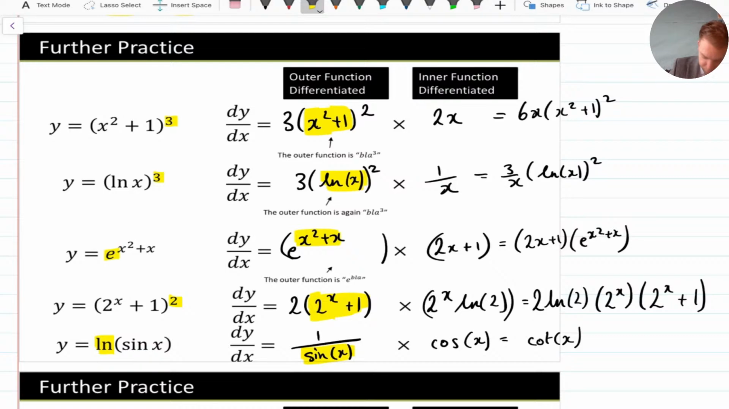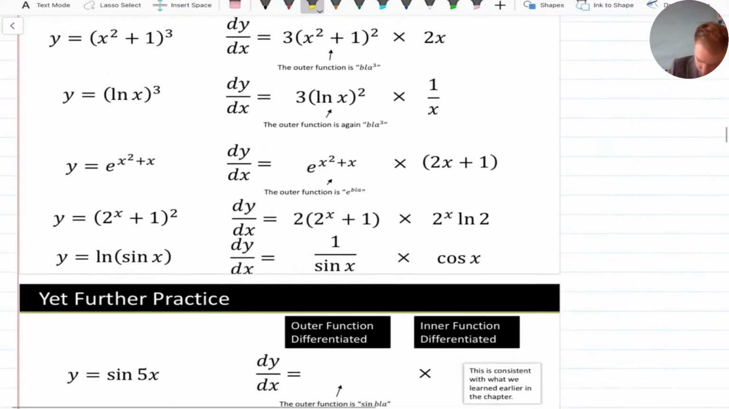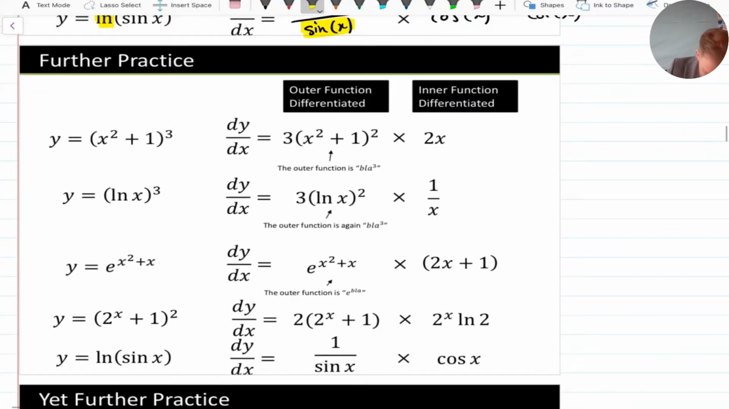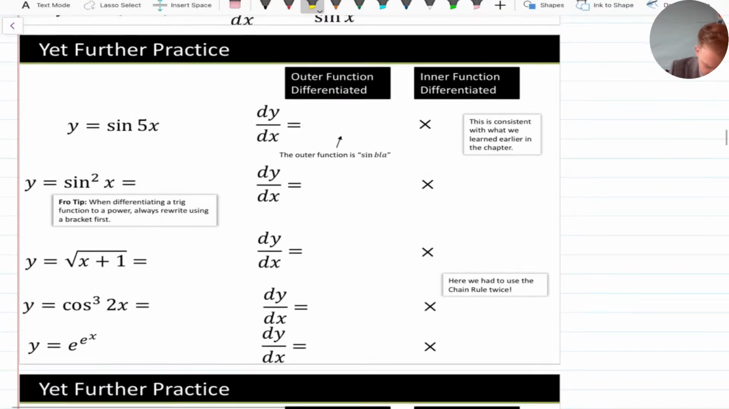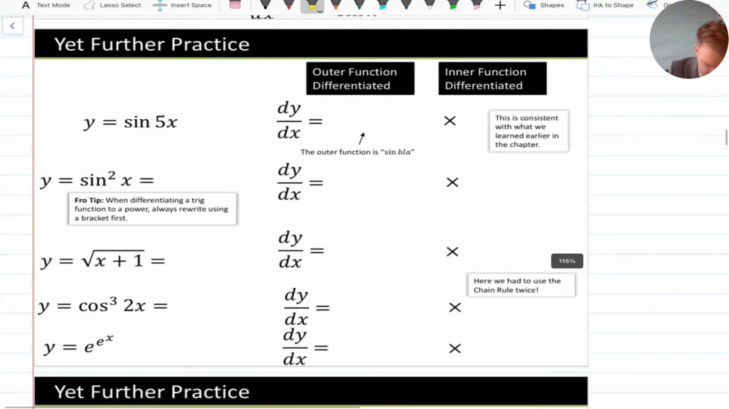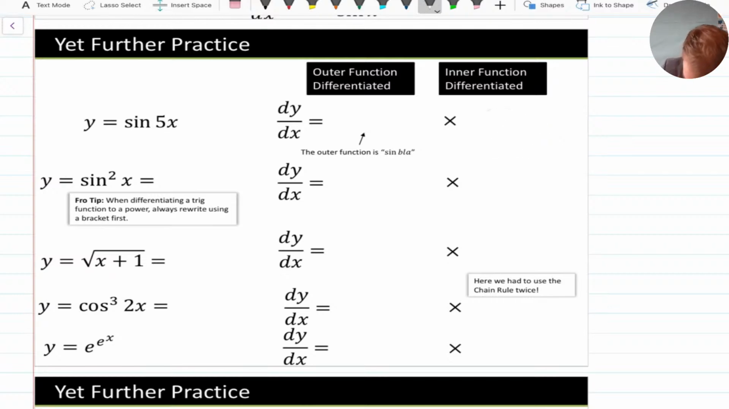Okay. So there's our first one. We've done all of those. So there's some more practice here. We definitely do need to start thinking about these. Okay. So let's get rid of this.